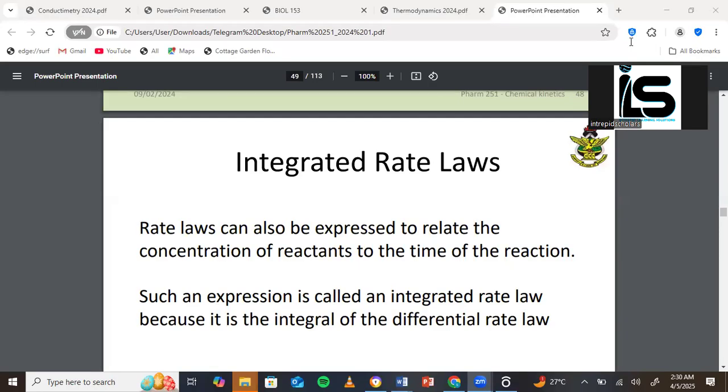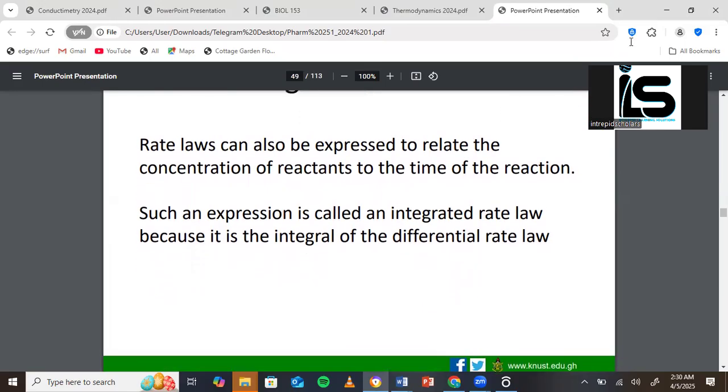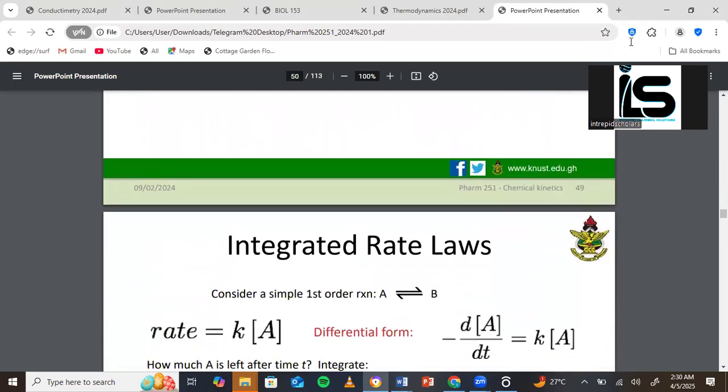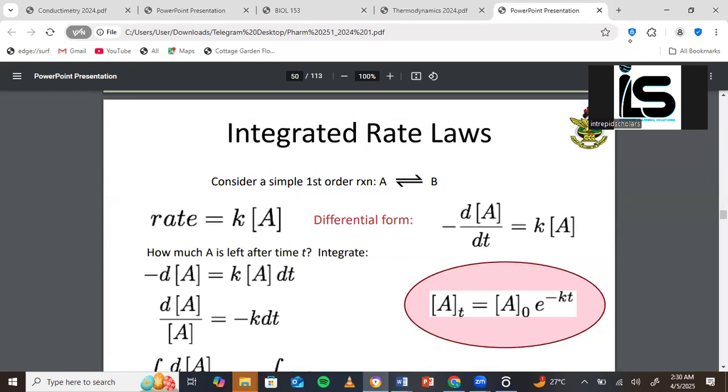Integrated rate laws. Rate laws can be expressed to relate the concentration of reactants to the time of reaction. Such an expression is called an integrated rate law because it is the integral of a differential rate law.